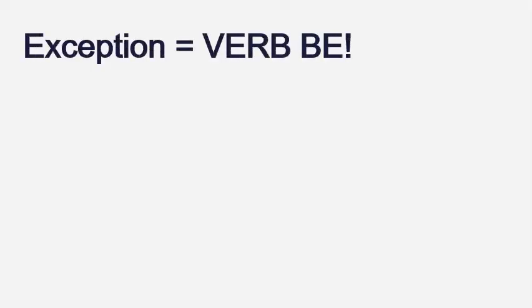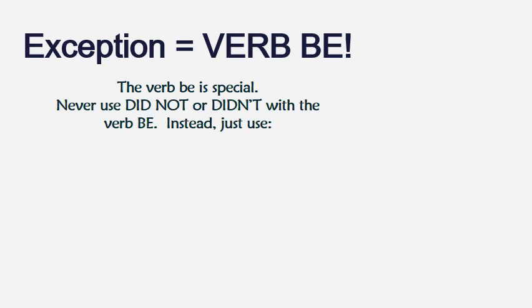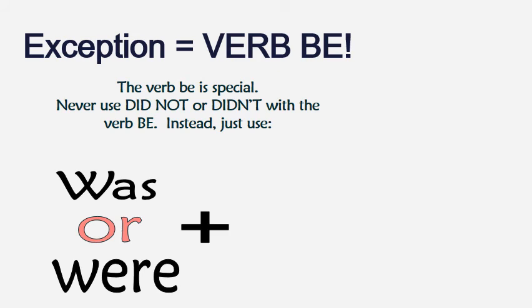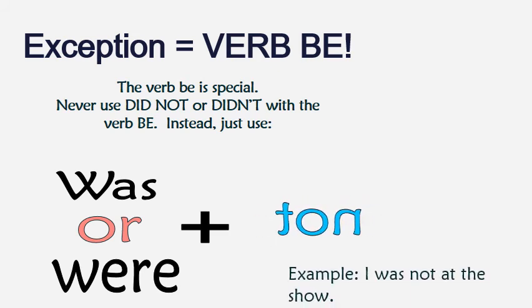Now, except is verb to be. Verb to be is really special. I do not add did not or didn't to the sentence. I use the verb to be in the past. If I have was or were, I just use them with not. Not means a negative. For example, I say I was not at the show. If the sentence is I was at the show, I only add not: I was not at the show.